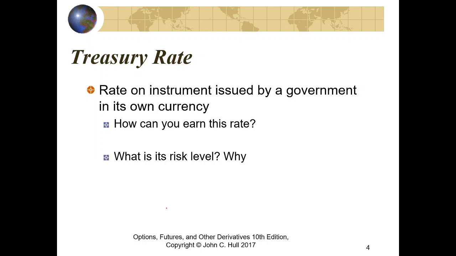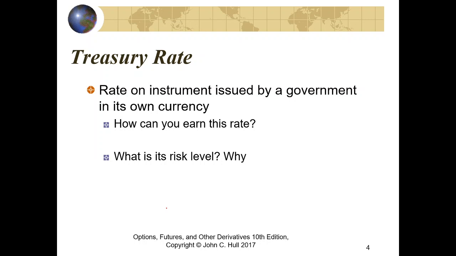So if that is the case, what is the risk level of treasury instruments? Well, it's risk-free. It is impossible for a government to default on debt instruments or debt issues or debt obligations issued at its own currency.